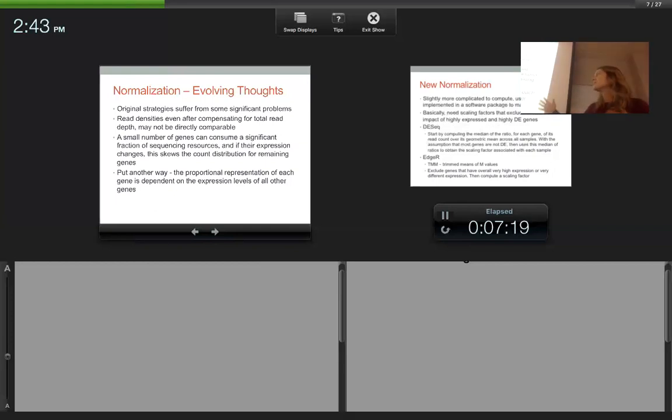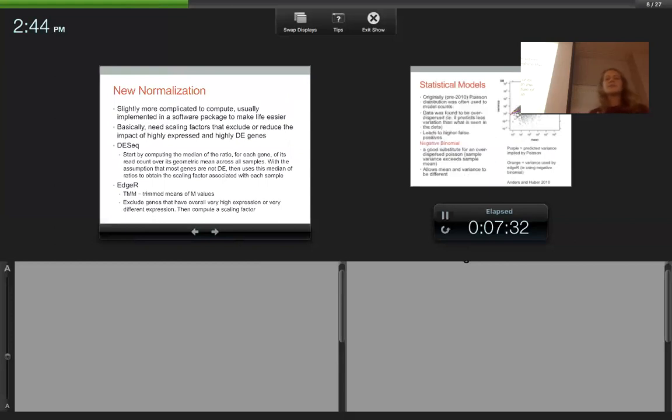So basically, put another way, the problem is the proportional representation of each gene is dependent on the expression levels of all other genes, because you have a set number of reads that you have to sample. It's more complicated to massage the numbers and deal with these sorts of things. So you usually want to go find a software package to make your life easier, unless you're in a lab that does genomic statistics for your research, in which case you may want to develop your own package. But if you're not, like me, you want to go find a package that handles this gracefully for you.